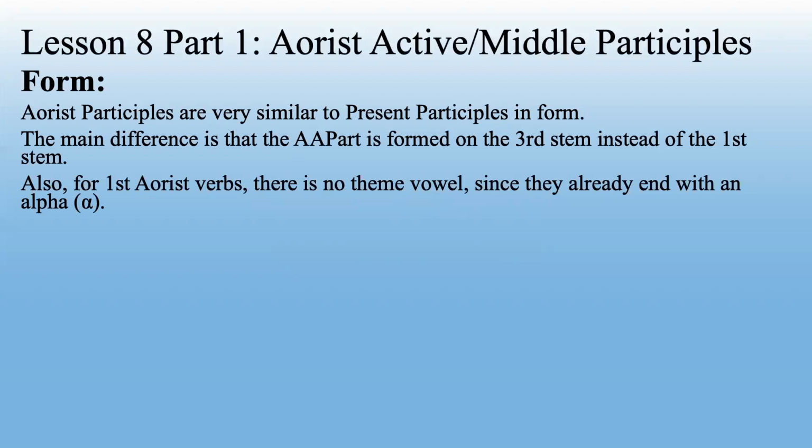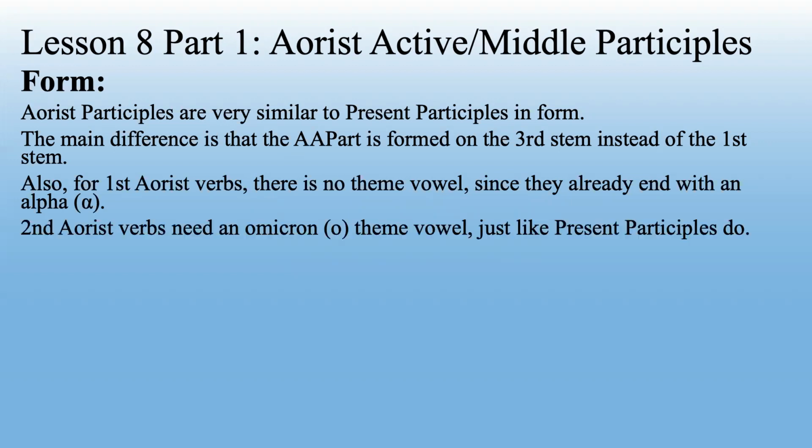You'll notice that first aorists never get theme vowels. It doesn't matter if we're looking at the indicative, the infinitive, the participle, the subjunctive, which we haven't learned yet, or the imperative, which we haven't learned yet. First aorists don't get theme vowels. Pretty much everything else does. Second aorist verbs need an omicron theme vowel, just like present participles do.